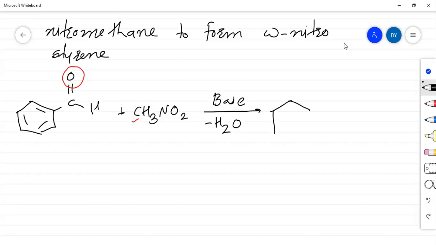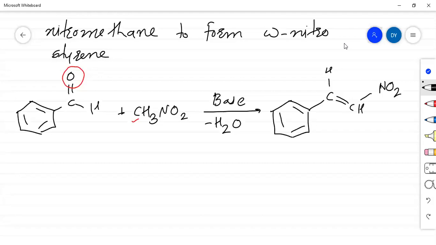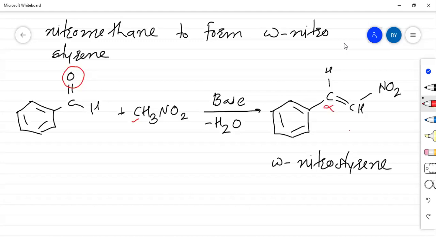So what will be the structure when this type of elimination takes place? We get this type of structure, CH double bond CHNO2. Now the compound formed is called omega nitrostyrene. Now as you can see here, this is the alpha, beta, omega. So student, this is the omega nitrostyrene formation. This is our step number 1.